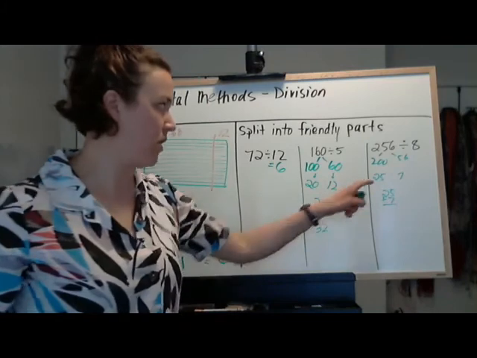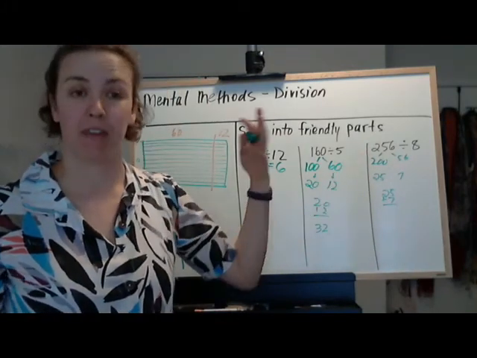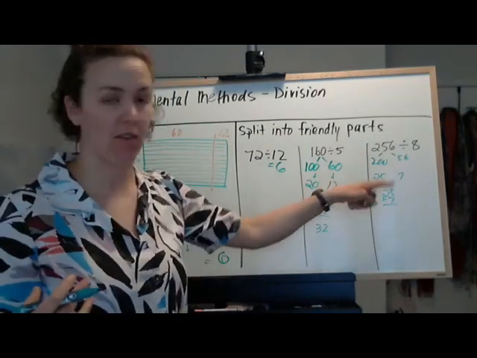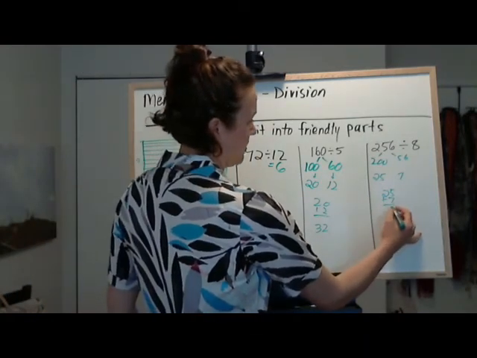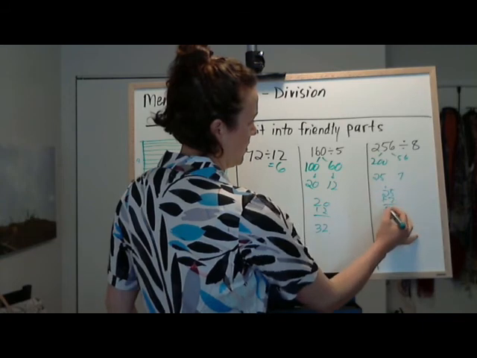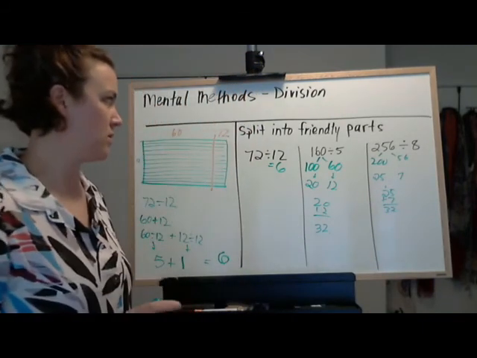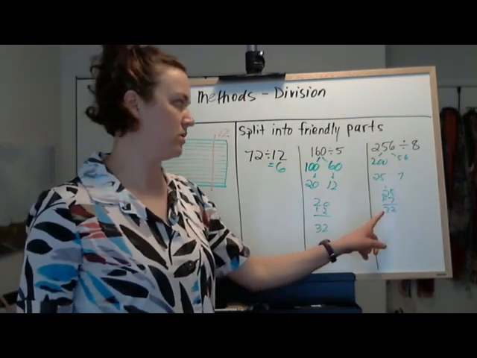Again, if you can do all of this in your head, that's awesome. I personally have to write it down because I can't remember this much at once. So it's okay to write it down. 7 plus 5 is 12. 2 plus 1 is 3. So the answer to this question is also 32.